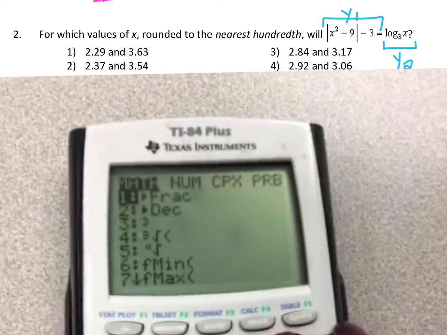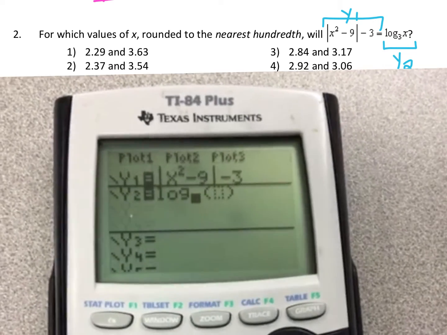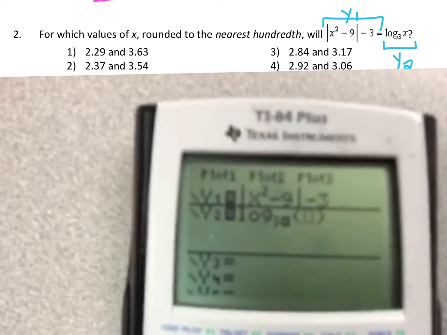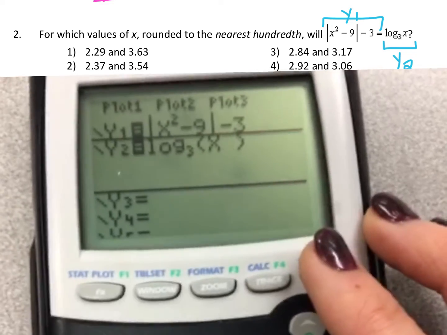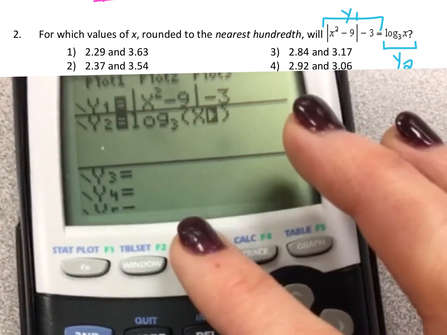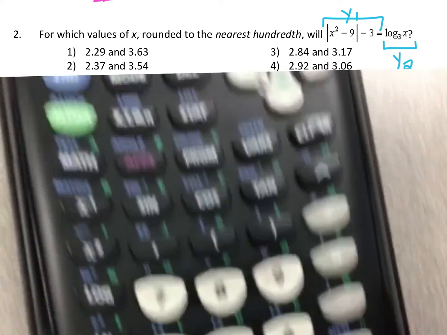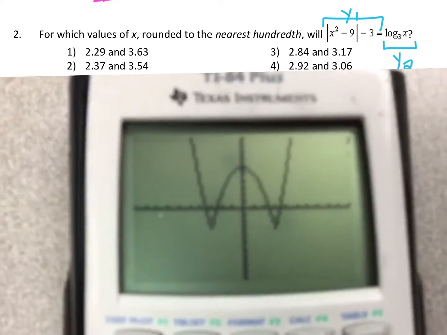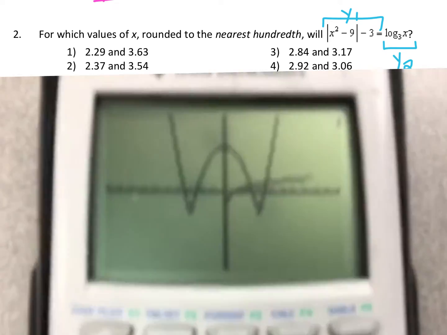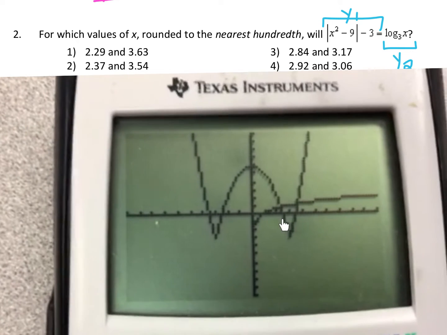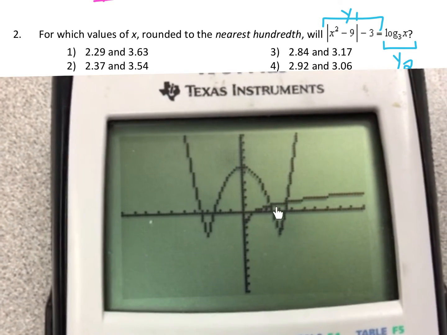And I find it faster to scroll up than down, but if you scroll up, letter A is log base. And so we're going to make that little base of 3, and then within the parenthesis, we're going to put an x. All right, I don't know what my window's set up as, so I'm going to hit zoom 6, just so it makes it a regular negative 10 to positive 10 screen. All right, so we can see that there are 2 points of intersection.